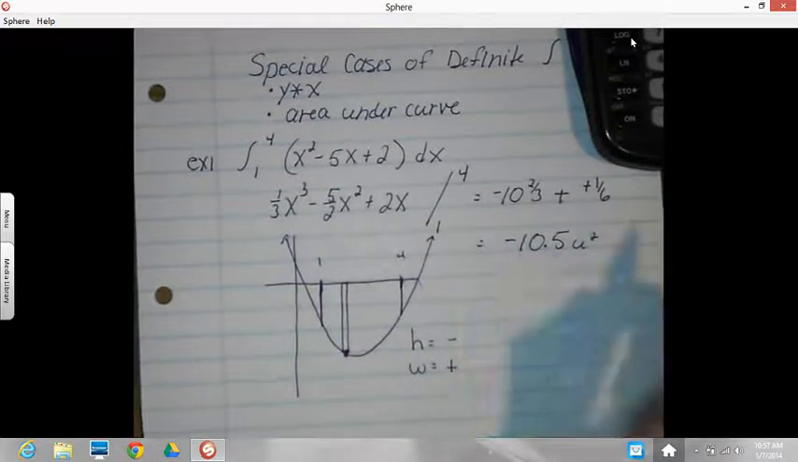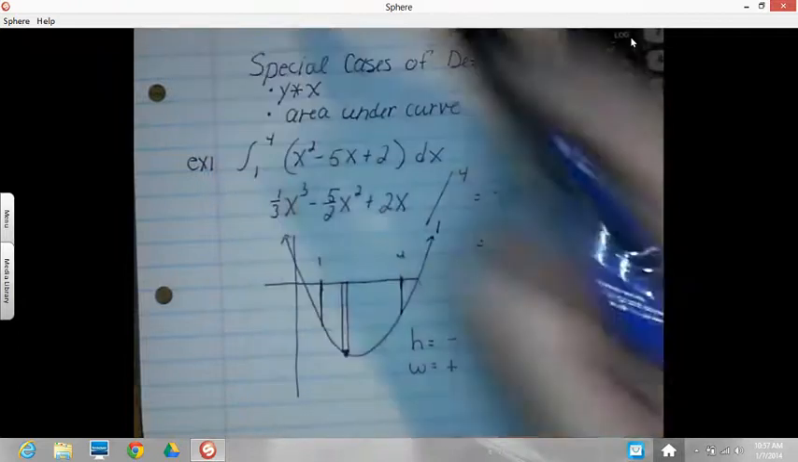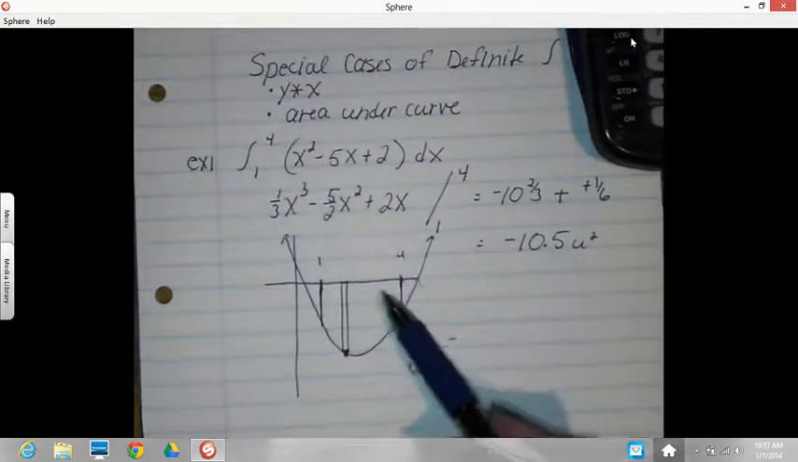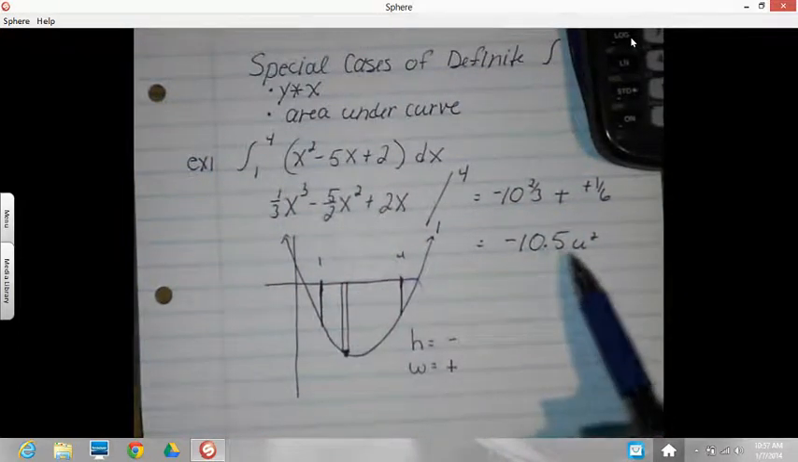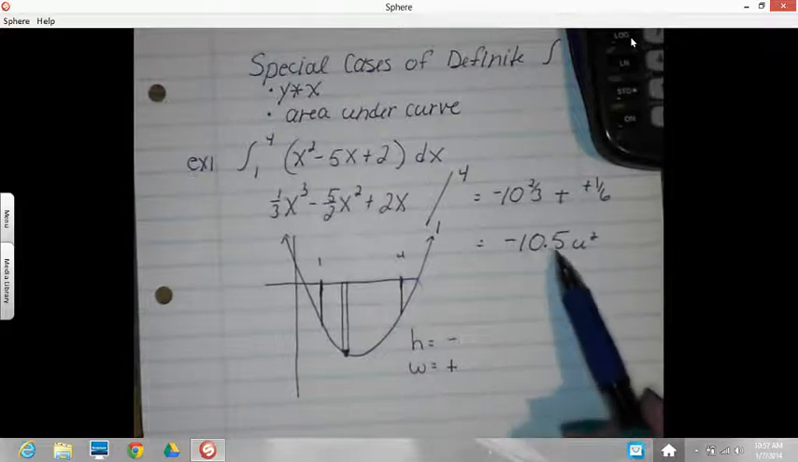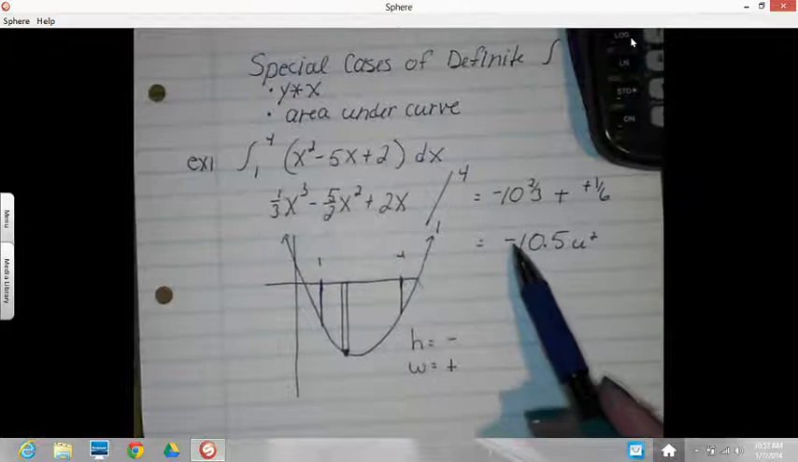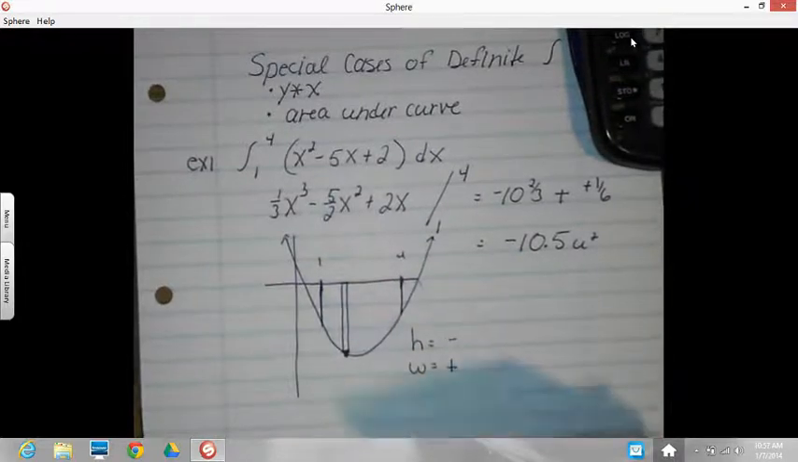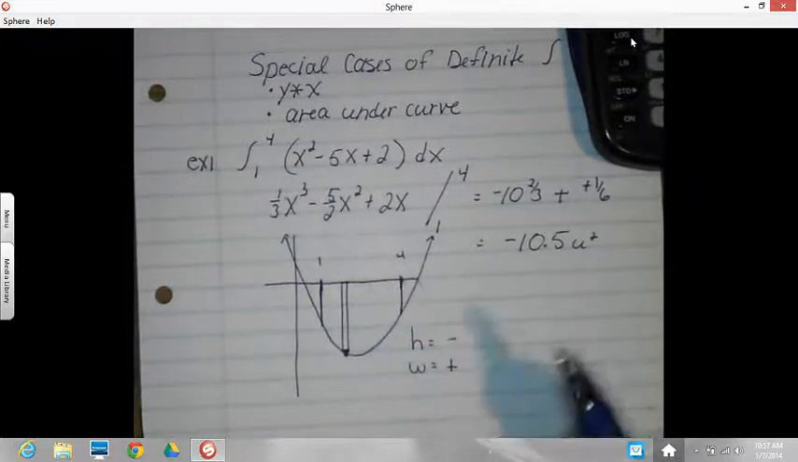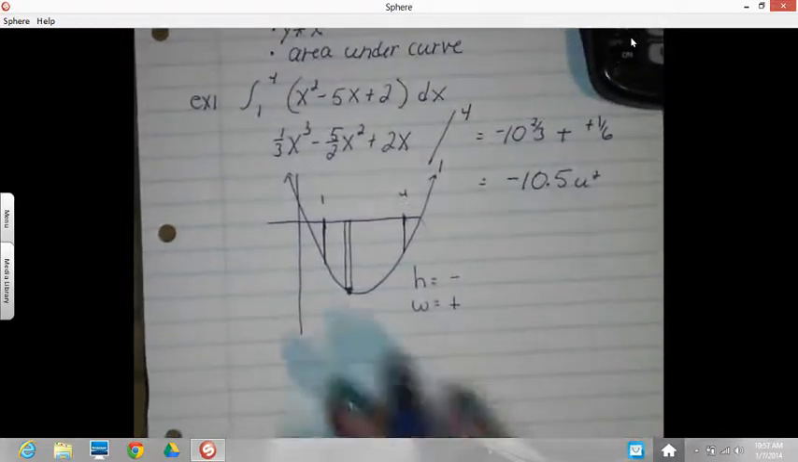So in this respect, we say the integral is negative, but the area under the curve would be 10.5 square units. We wouldn't say a negative 10.5 square units. That doesn't make sense. So area is always positive, but the integral is negative. That's just showing us one of our dimensions was negative. Okay, let's try another one.